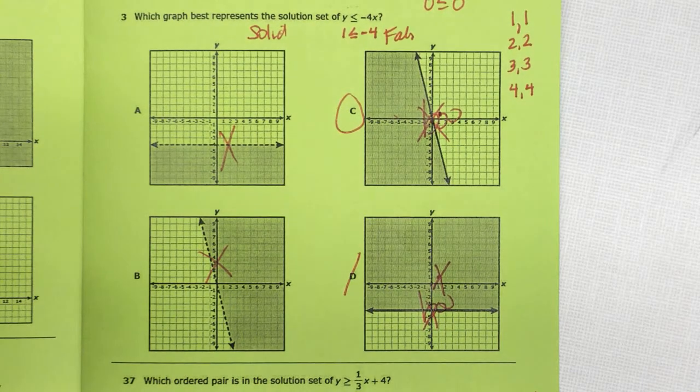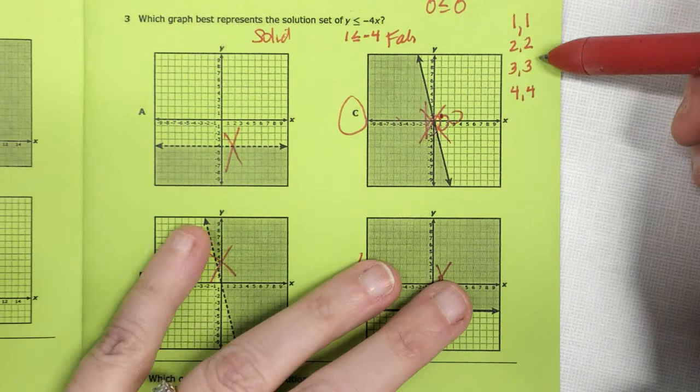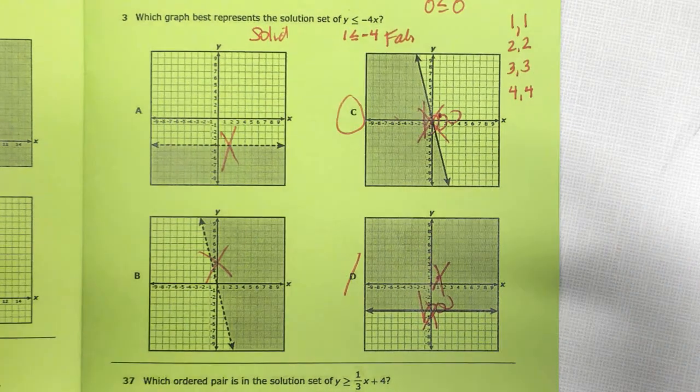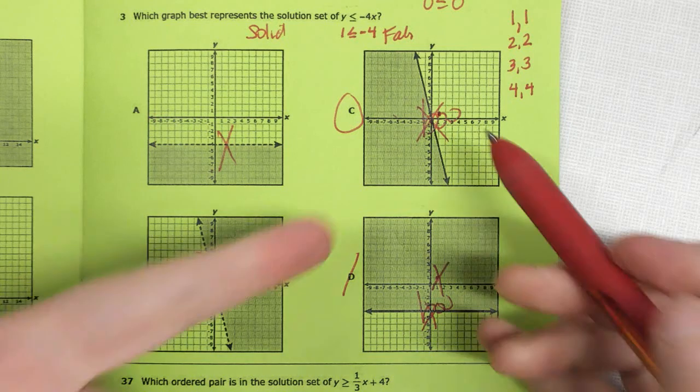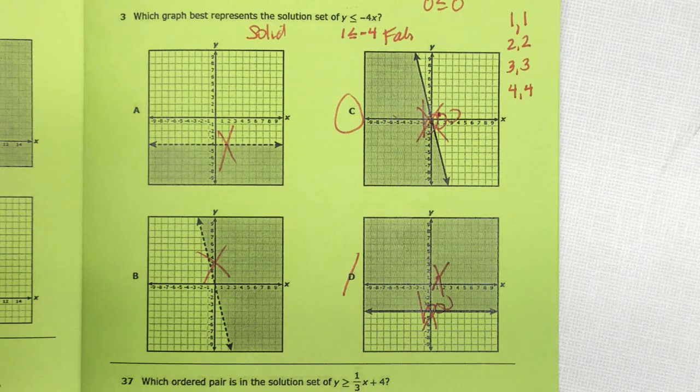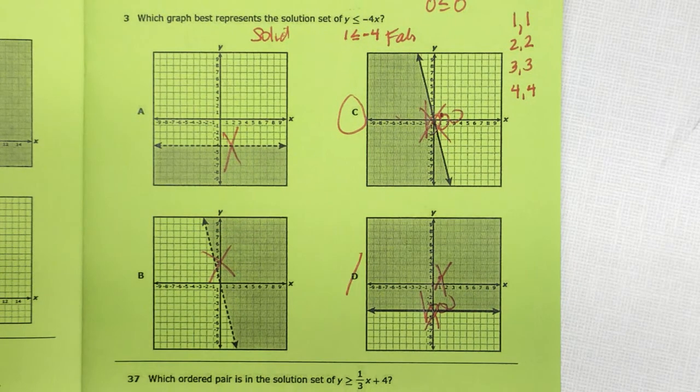Do you see what I'm saying? So the reason why we start with 0, 0 is that 0, 0 is the easiest to plug in. But then we do points that have the same x and y because, number one, they're easy to plot, but also it's hard to mess up substituting. All right? Okay.